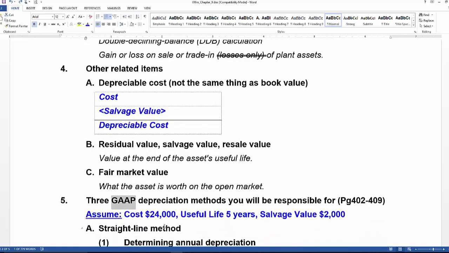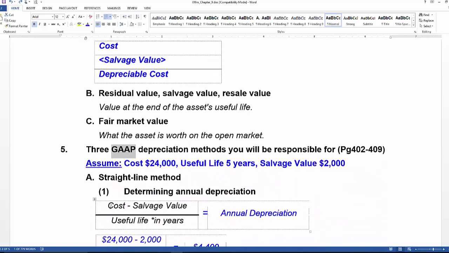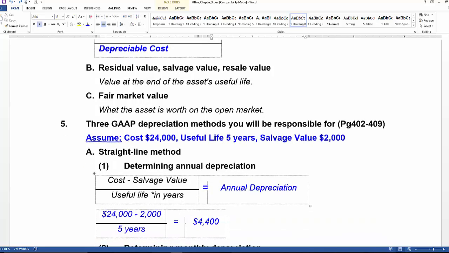Under the straight line method, we'll get the annual depreciation by taking the cost minus the salvage value and dividing that by its useful life in years. That'll give us the annual depreciation. Say 24,000 minus 2,000 salvage value will be our depreciable cost, divided by 5 years of useful life will give us $4,400 of depreciation expense per year.